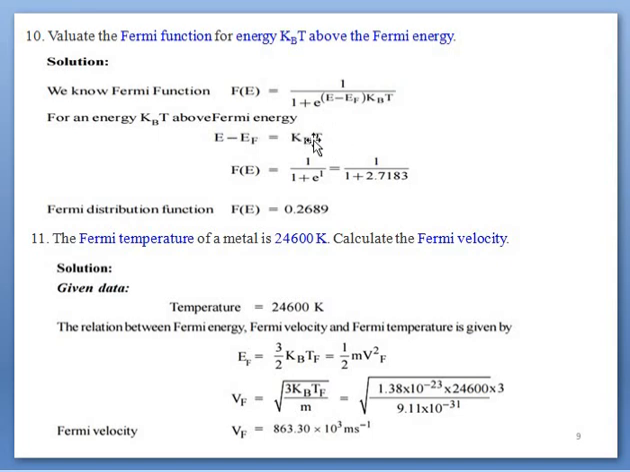This difference is given, and we know that the Fermi function, or Fermi distribution function, is expressed by this equation. This energy difference is given as kT, so kT is substituted here. So kT upon kT, e to the power 1. The exponential value is equal to 2.7183. After simplification we have F equal to 0.2689.